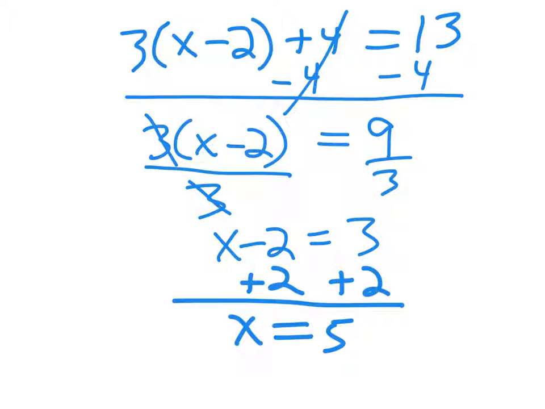All right. So 5 minus 2 is 3. 3 times 3 is 9. And 9 plus 4 is 13. Our answer is correct.